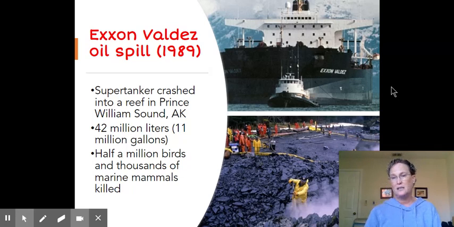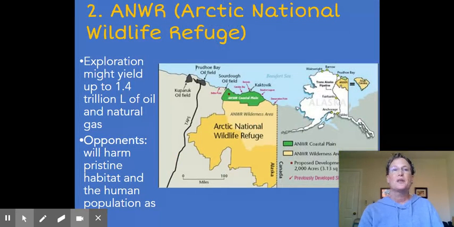And in fact, when I've gone up to visit my sister in Alaska, and we went to Valdez, they have a whole museum for this, and they're still seeing the effects of this oil spill all the way back in the 80s, or the end of the 80s. So the Exxon Valdez oil spill is a very important one to know about.